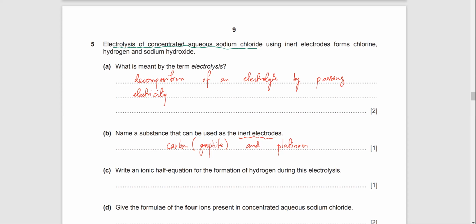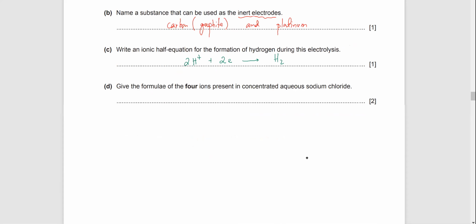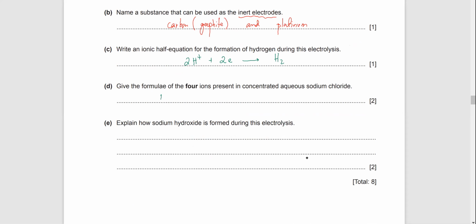चलो ये हमने पूरा कर लिया, उसका इलेक्ट्रोलिसिस जो वो कह रहा था। अब हम बारी बारी उसका आंसर, write ionic half equation for the formation of hydrogen, तो वो तो हमने भी कर ली थी। It's 2H+1 plus 2 electrons and it forms H2, ठीक है? अगली क्या है? Give the formula of the 4 ions present in, वो 4 आयंस भी हमने लिख लिए थे। It was Na+1 and then Cl-1, then H+1, then OH-1। फिर वो कह रहा है explain how sodium hydroxide is formed during this electrolysis. तो सोडियम हाइड्रोक्साइड कहाँ से आया?